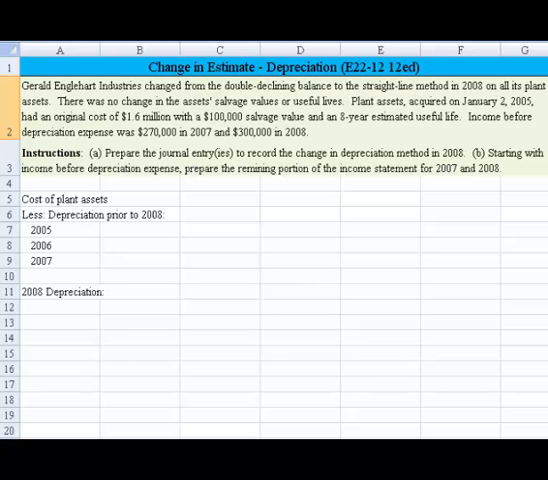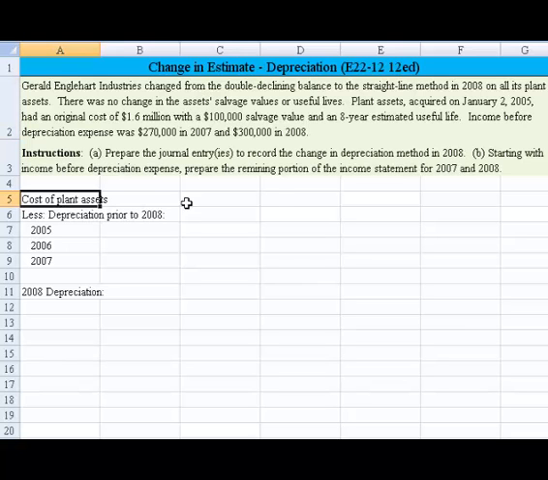Okay, we've got two things to do. Part A says prepare the journal entries to record the change in depreciation method in 2008. Then, starting with income before depreciation expense, we'll prepare the remaining portion of the income statement for both 2007 and 2008. And I've worked a little bit ahead just so we don't have to type it in.